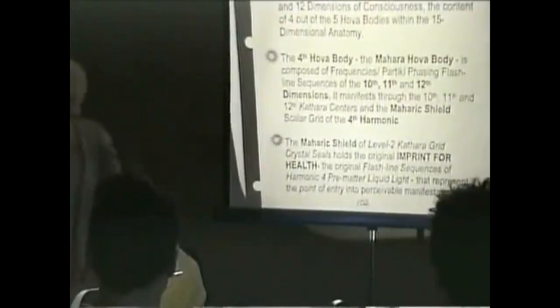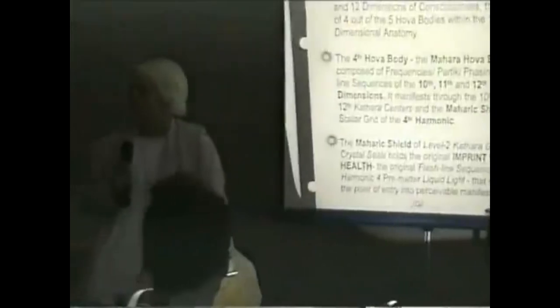So, when we're working with the Maharic shield and we're beginning to activate our Maharic shield in our anatomy, we are bringing in the frequencies of the fourth level, the fourth Huva body, the Mahara Huva body. That's our avatar body, if you want to look at it that way. The Maharic shield, that's part of the level 2 Cathara grid, it holds the original imprint for health. This is where, what is health? When your body's operating the way it's supposed to? Our race is so far away from health right now, it's frightening because of so many of the DNA distortions.